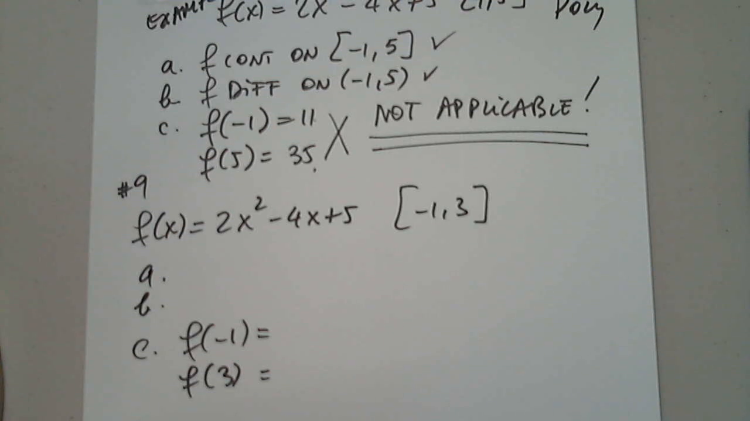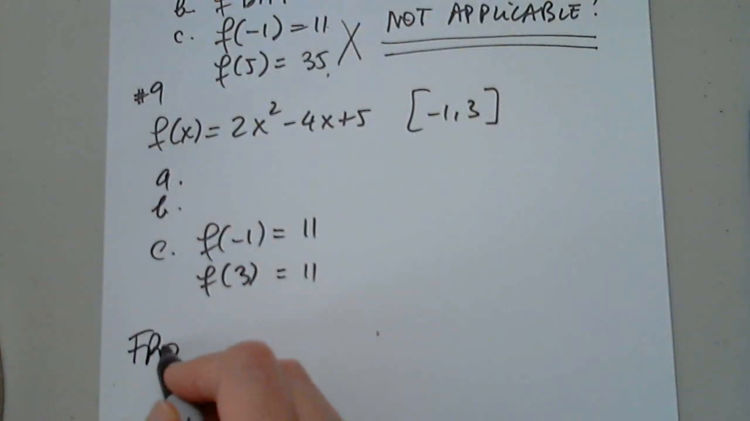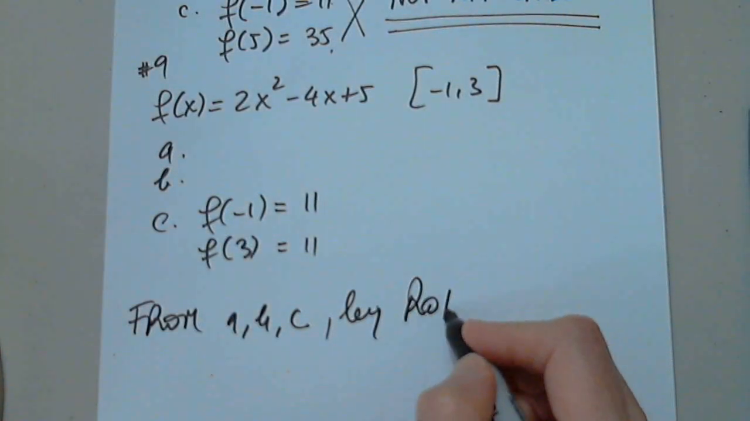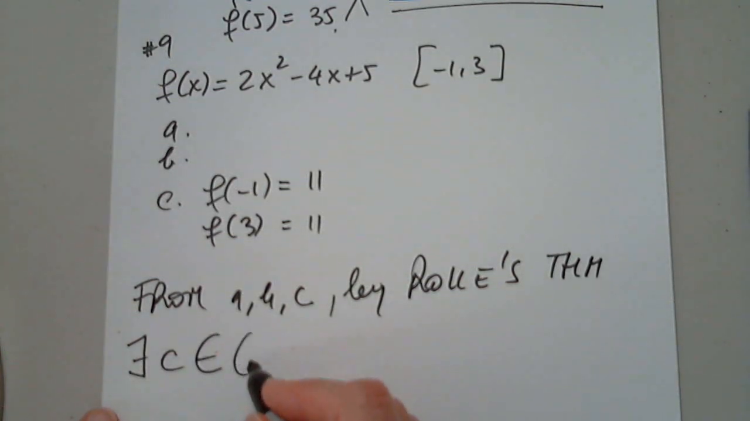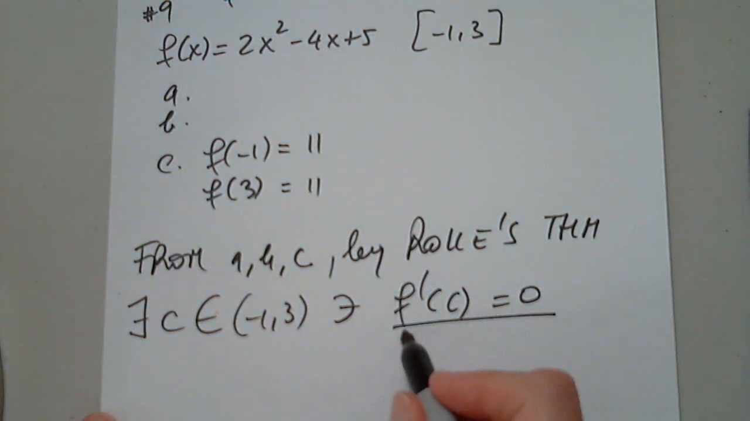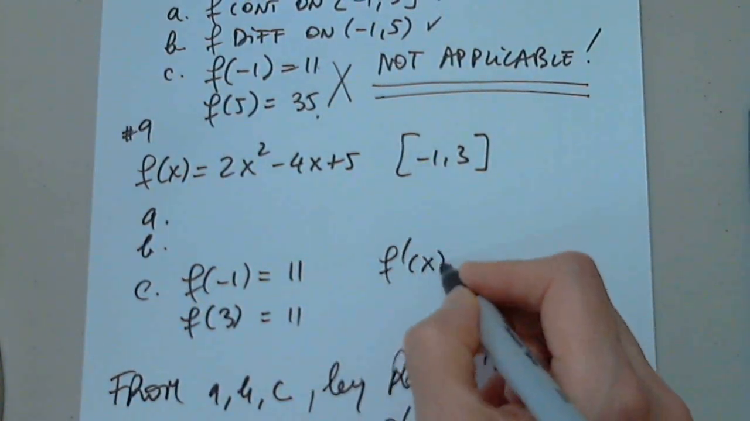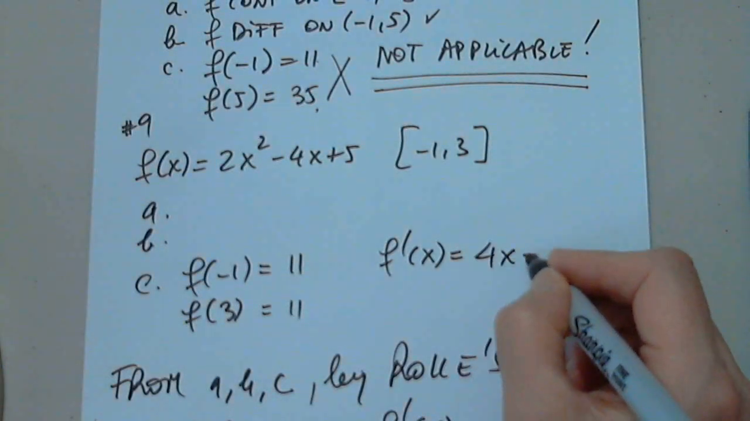So we are still here. Okay, so I want 3 instead of 5. Okay then, fine. So they're both 11. And then we will say, fine, from A, B, and C, by Rolle's theorem, there exists a C in the open interval negative 1, 3, such that f prime of C is 0. So now we can find C. Can anyone find the derivative for this function for us? F prime of x. 4x minus 4. Yes, so 4x minus 4.